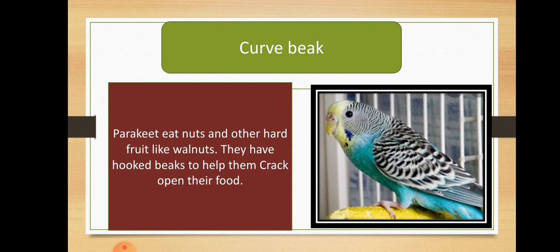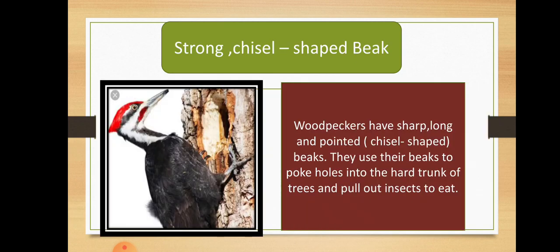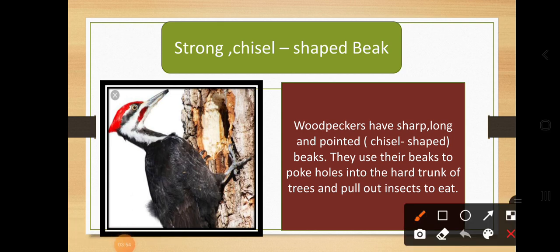Now let's discuss the next type of beak, that is the very strong chisel-shaped beak, okay. So dear students, which bird is it? It is a woodpecker. What is the spelling of woodpecker? W-O-O-D, wood, P-E-C-K-E-R-S, woodpeckers, okay. One woodpecker, and if so many woodpeckers are there, it is woodpeckers. So what kind of beaks do they have? They have very sharp, long and pointed beaks, okay. Very long, sharp and pointed.